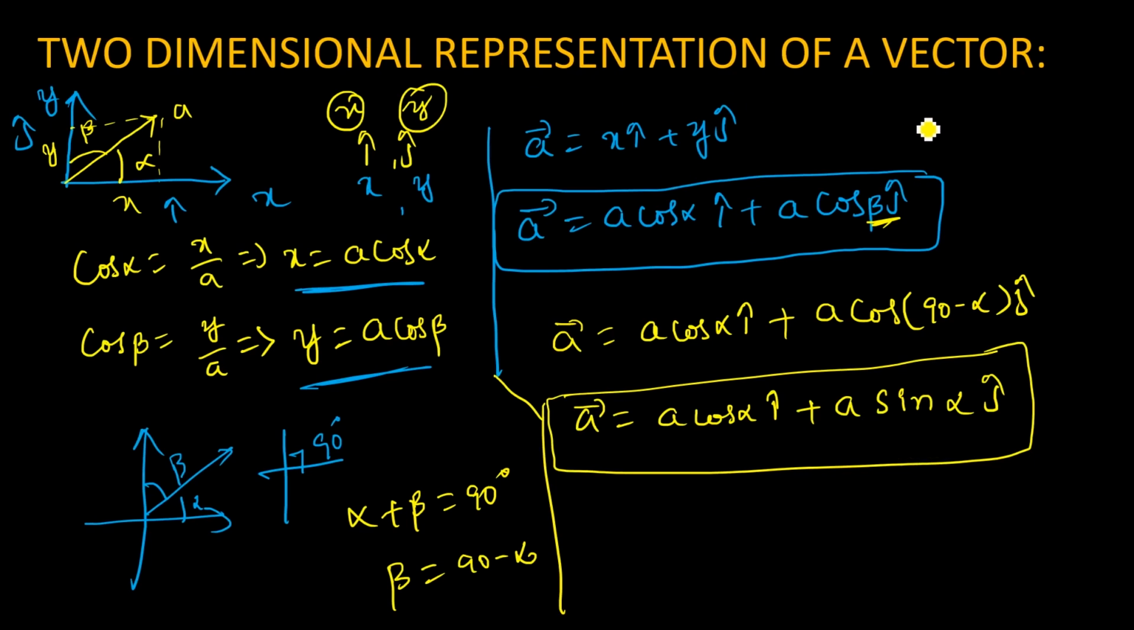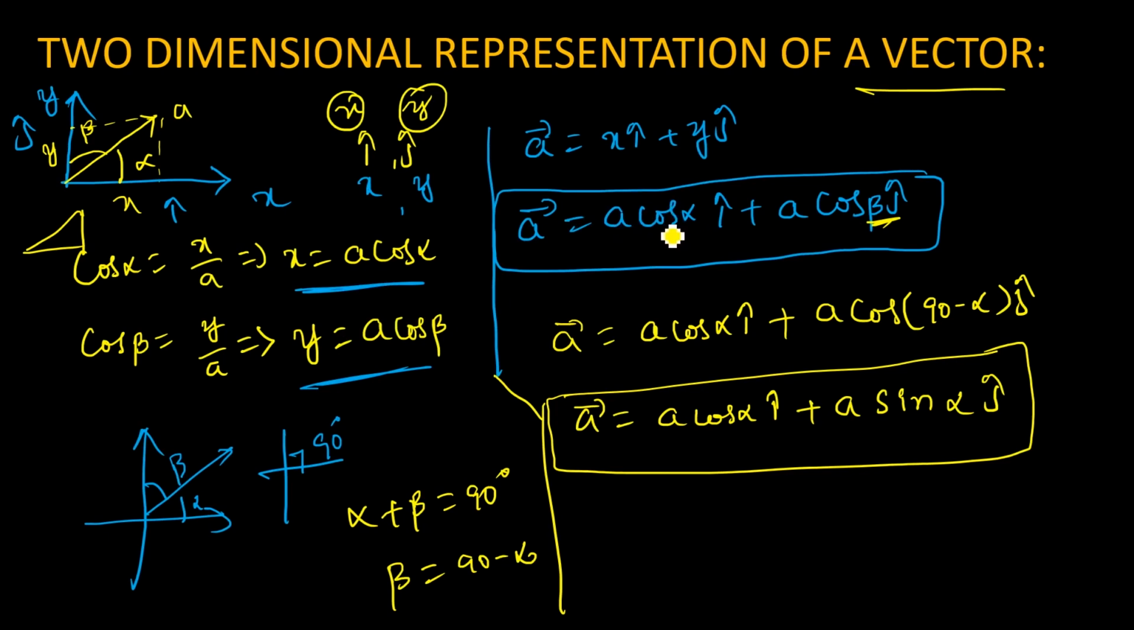I hope you got clarity about the two-dimensional representation of a vector. Previously I took a right angle triangle, so like this we get the cos alpha value and cos beta value also. From that we can take A bar equal to x i cap plus y j cap, where i cap and j cap are the unit vectors along the x-axis and y-axis respectively. As we got the x value and y value, substitute here in this equation and you will get the answer.